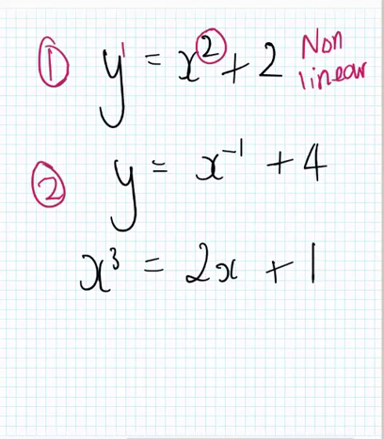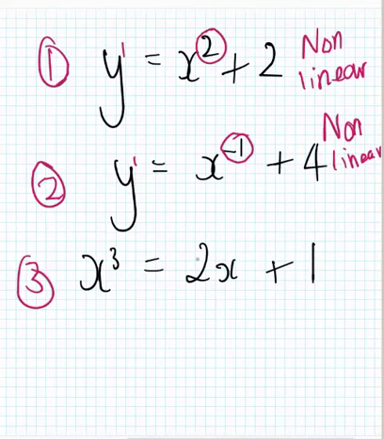Have a look at equation 2. Power of y is a positive 1, but the power of x is a negative 1. So once again, if we draw this on a graph, it won't give us a straight line. So this is also non-linear. And with equation 3, the power of x here is 1, but what's the power of this x? It's a 3. So this is also nonlinear, and if we draw it, it will not give us a straight line. So now let's quickly have a look and see what happens when we change the powers and what kind of graphs we actually get.